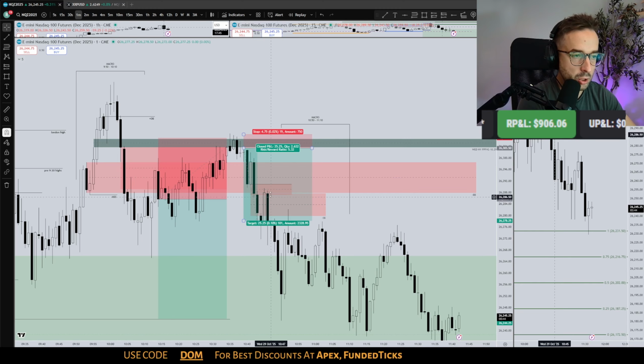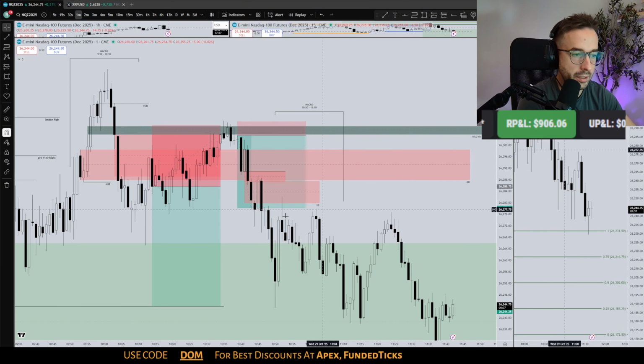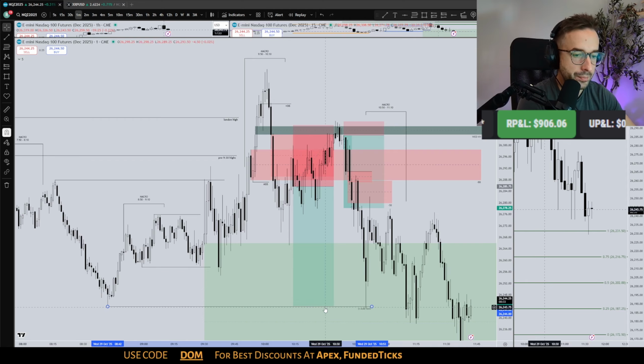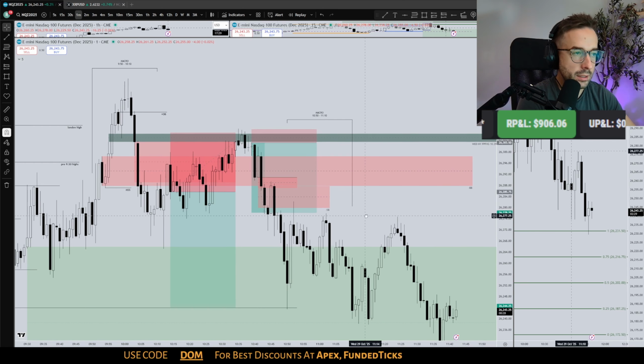And what price did is it pushed back into this fair value gap. On the next candle, it fully respected the suspension block, and then price just collapsed lower to these lows here. And what I want you to take out of this is, number one, notice how price is a lot cleaner the closer we get to these macros.